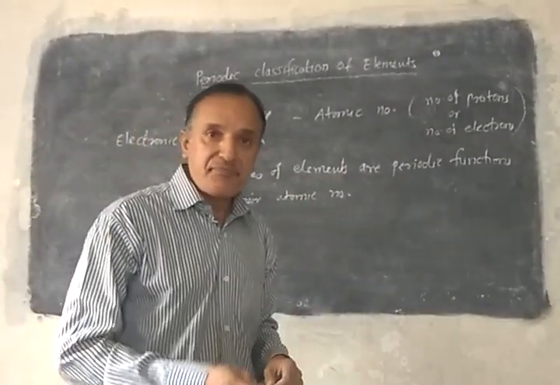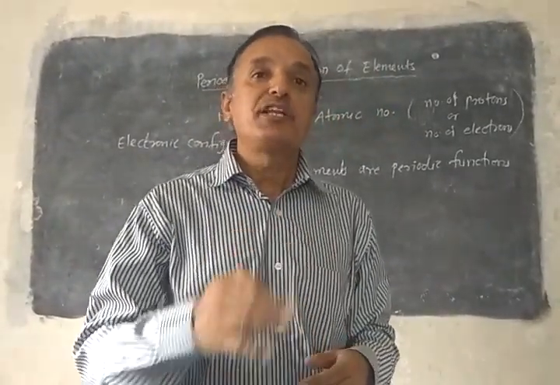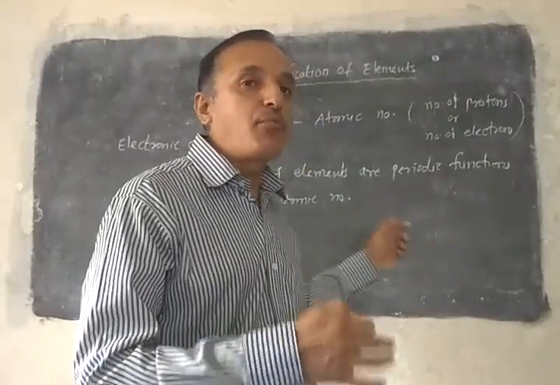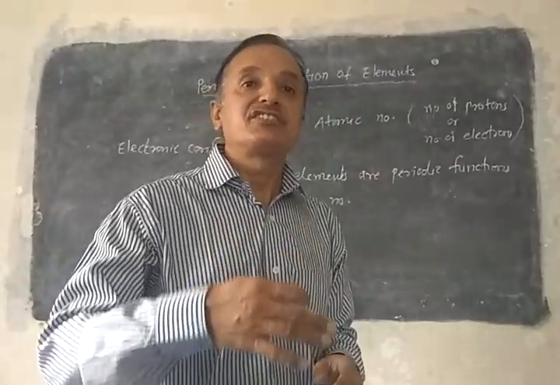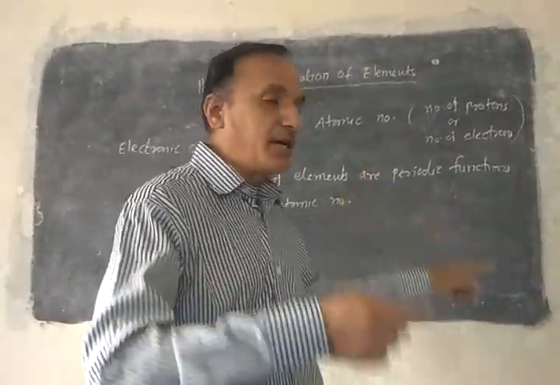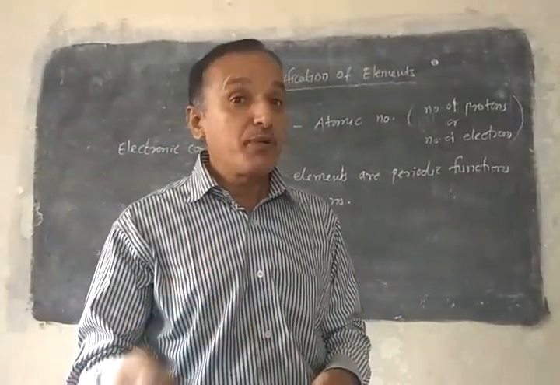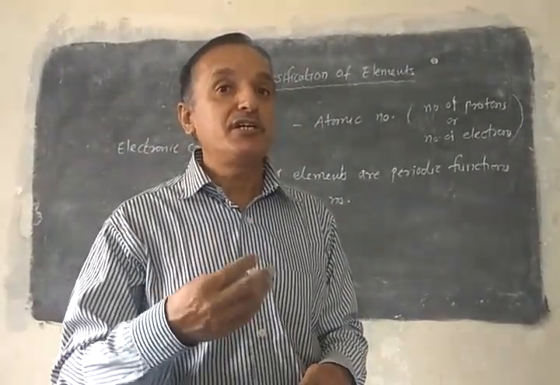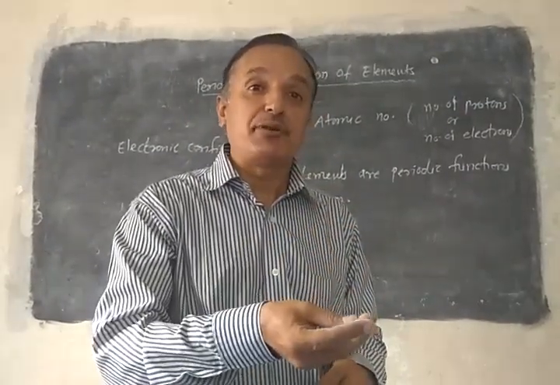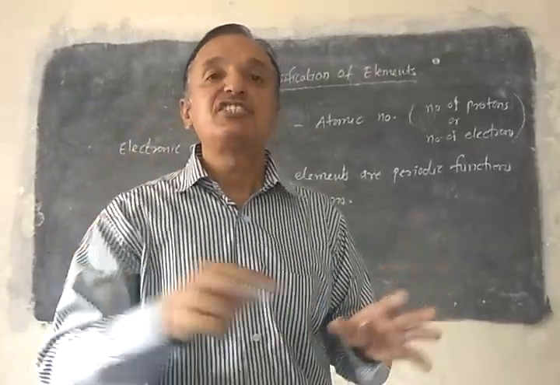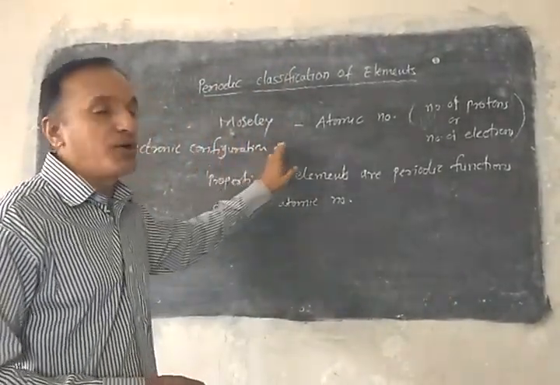It means that as the atomic number changes, the chemical properties of the element also change. After a certain interval, that is called periodic. After a certain interval, again we get an element which has a different atomic number, but it shows the properties of the elements shown by a previous element. So that classification is done, and that table is called the modern periodic table.